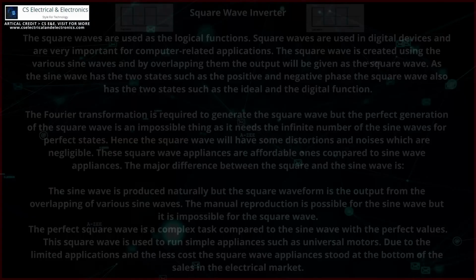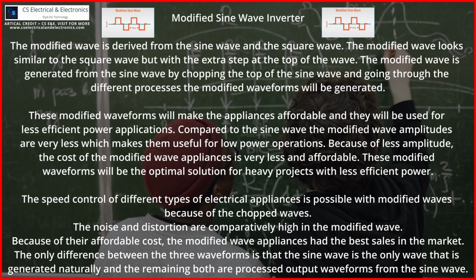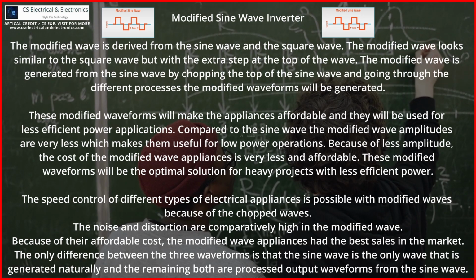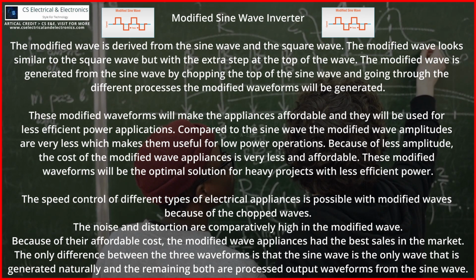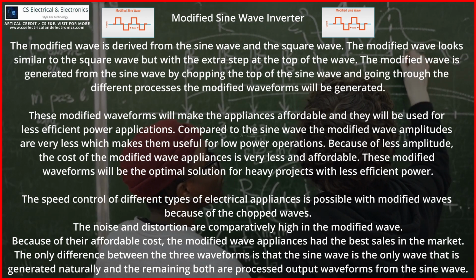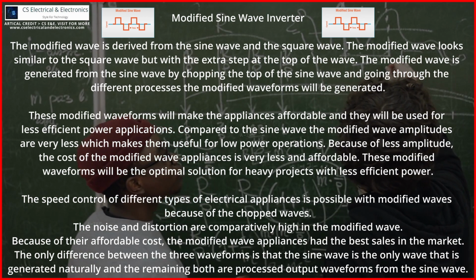Modified sine wave inverter. The modified wave is derived from the sine wave and the square wave. The modified wave looks similar to the square wave, but with an extra step at the top of the wave. The modified wave is generated from the sine wave by chopping the top of the sine wave and going through different processes. The modified waveforms will be generated.